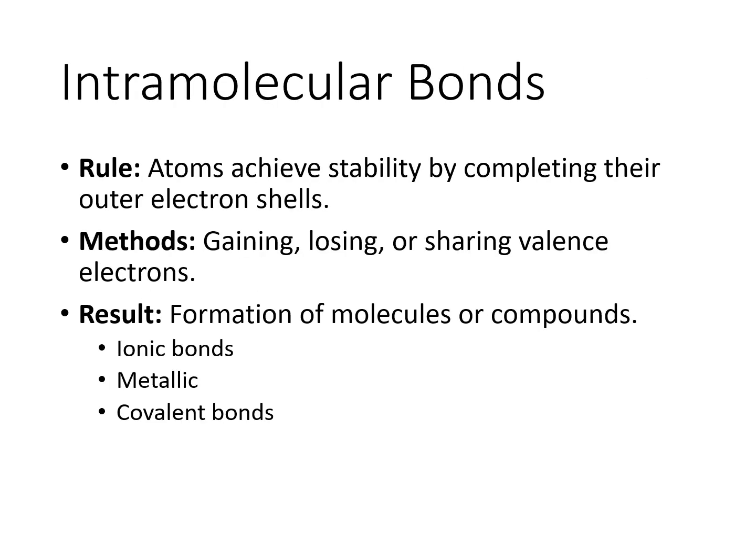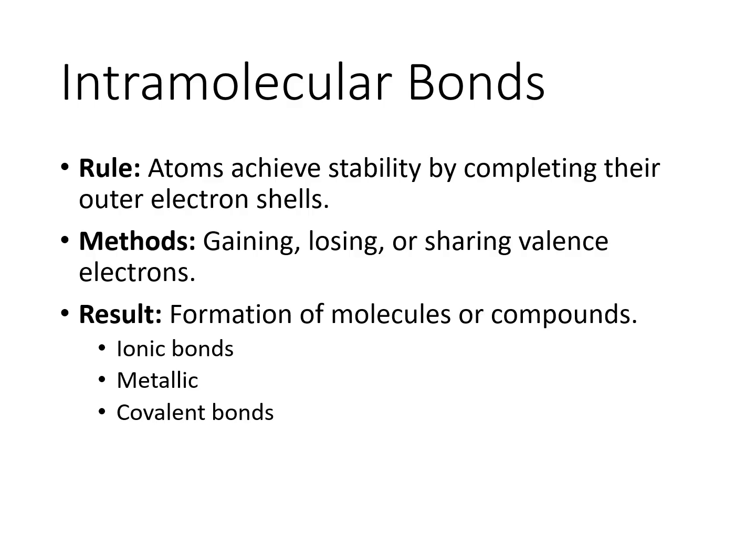Let's talk about intramolecular bonds. These are the bonds that form within molecules. Atoms form these bonds to achieve stability by completing their outer electron shells. They do this by gaining, losing, or sharing valence electrons. Typically, gaining or losing electrons results in ionic bonds, while sharing leads to covalent bonds. These interactions result in the formation of molecules or compounds.